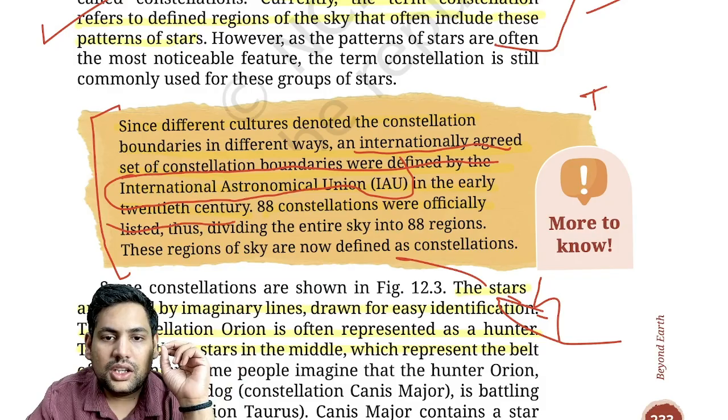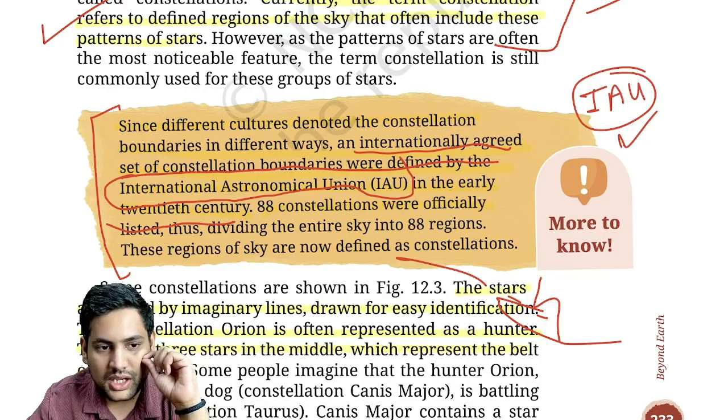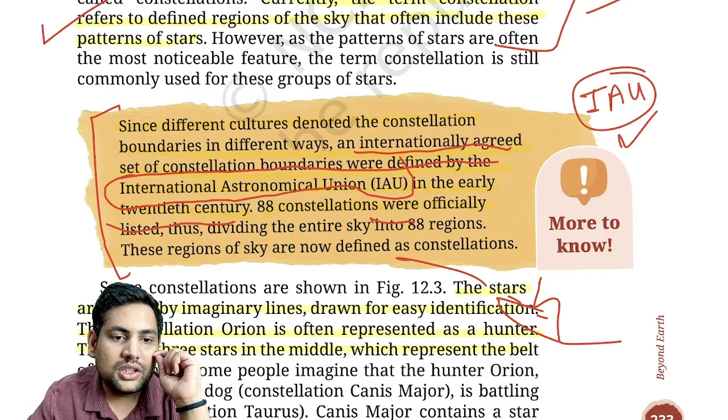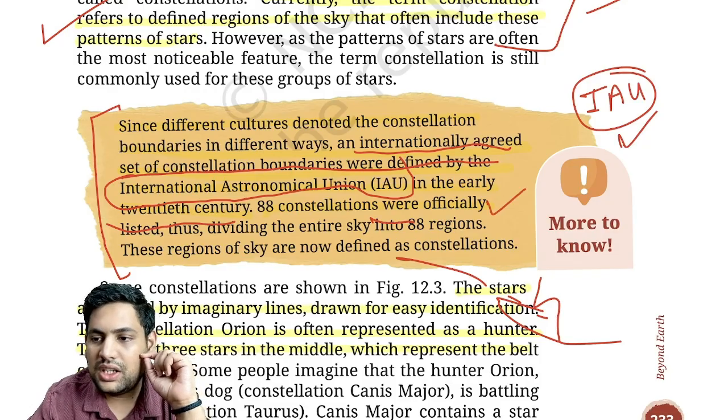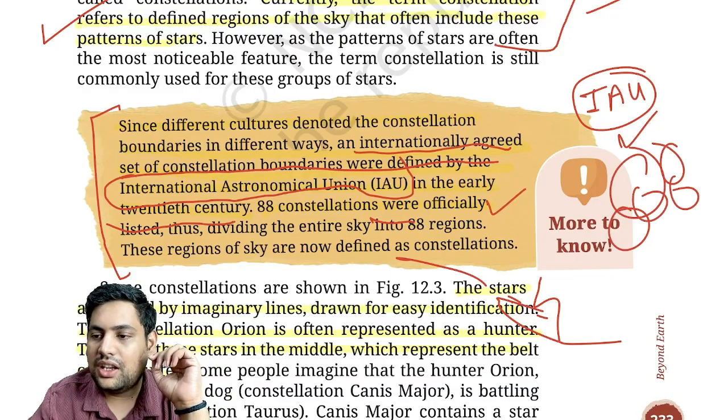So this is the International Astronomical Union. Understood? Now 88 constellations have been officially listed. Now they are regions, so 88 regions like this.